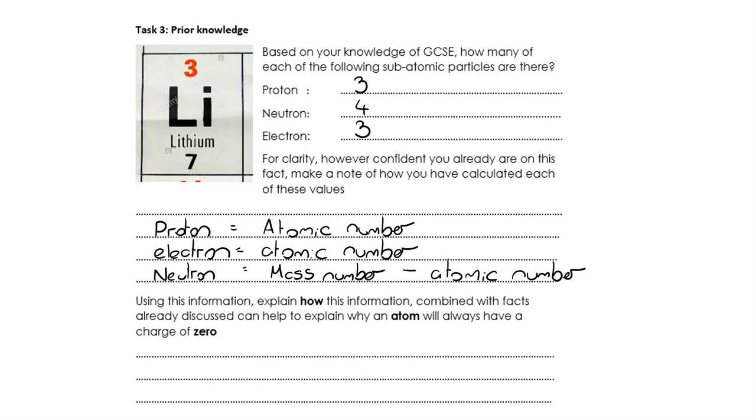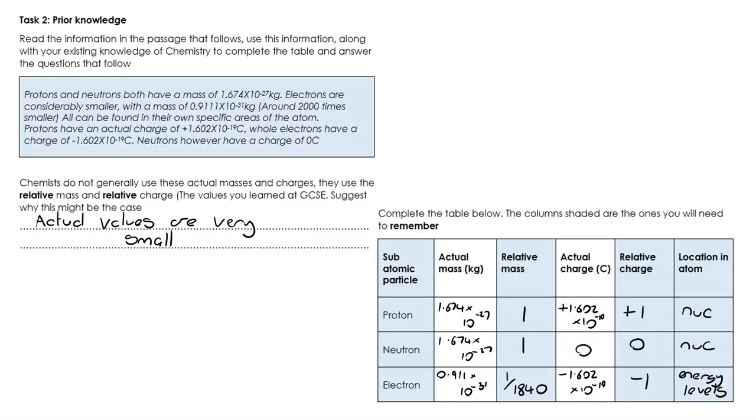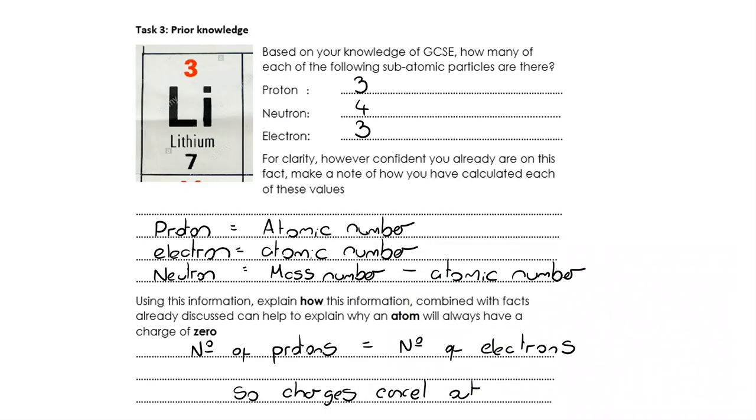So this final question: why will an atom always have a charge of 0? Well, we can see here that the protons' numbers are equal to the electron numbers. There are 3 of each in lithium. We also know from the table that we looked at previously that the charges are equal in magnitude, but opposite in sign. So if I've got 3 positives and 3 negatives, the charges cancel out. That's why an atom will always have a charge of 0.